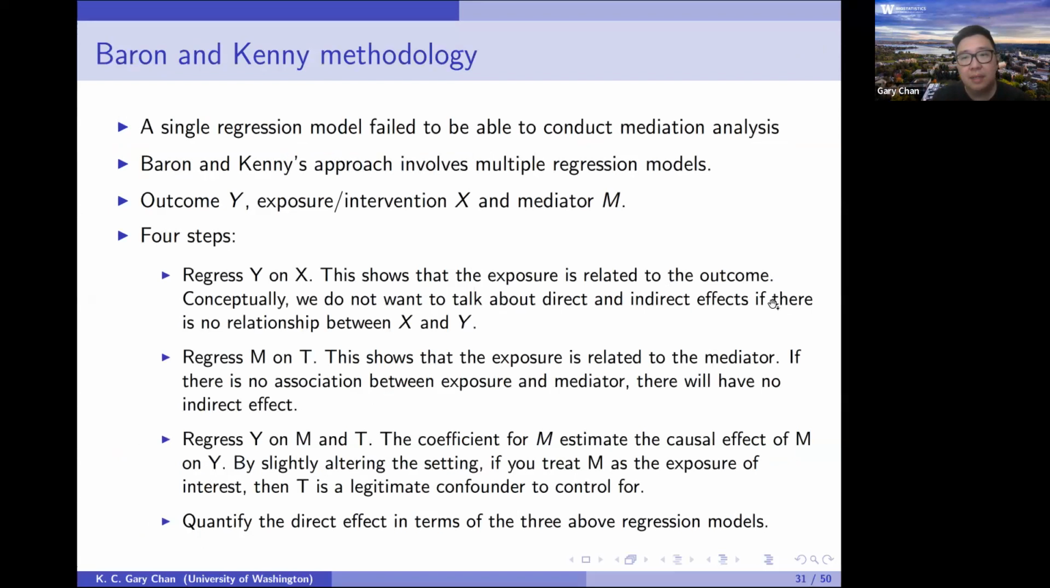So there is a classical methodology called Baron and Kenny's methodology, which is very popular, particularly in social science. I guess the main idea is that one single regression model fails to conduct mediation analysis. So this is something like two-stage least squares. You would actually need more than one regression model to capture different pathways. But it is done differently from the two-stage least squares we discussed before. So Baron and Kenny's approach involves multiple regression models, and you have this outcome Y, exposure or intervention X, and mediator M.